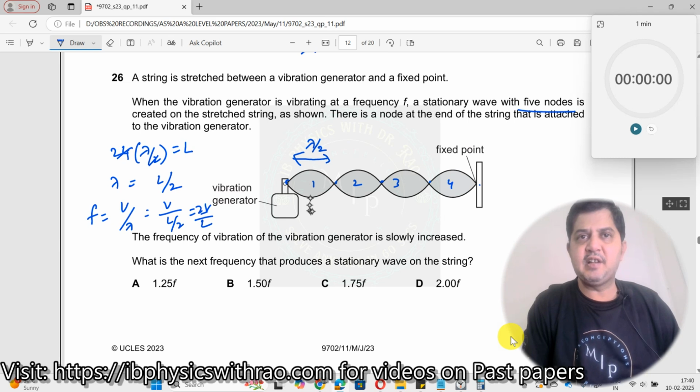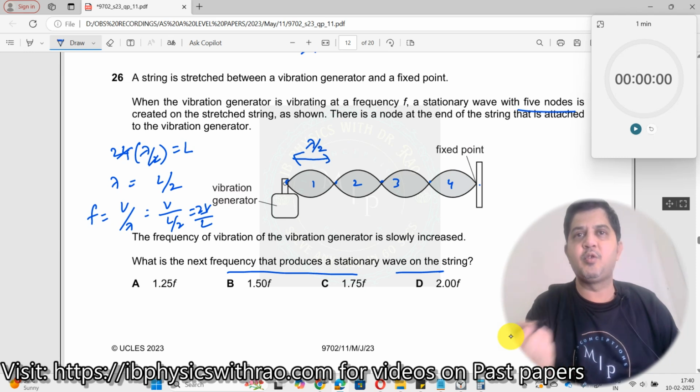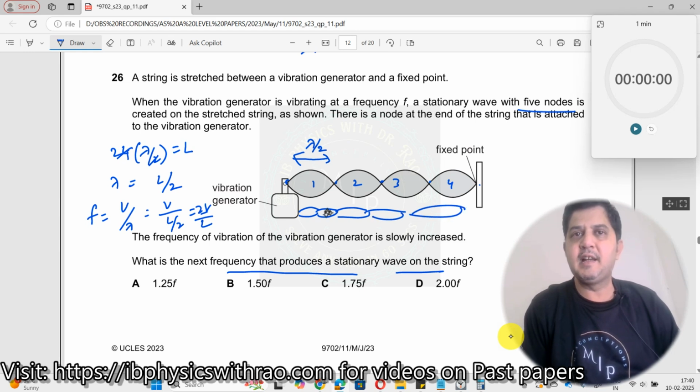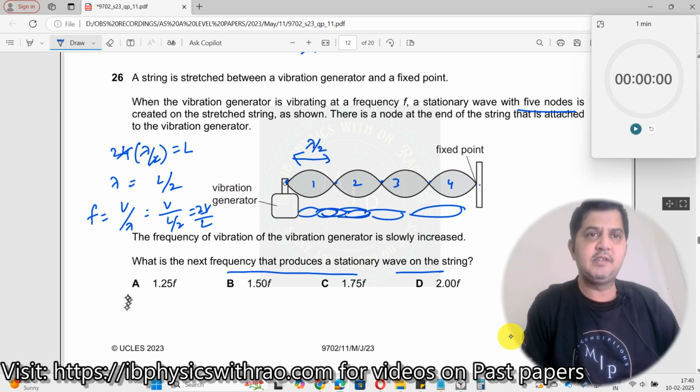Now suppose there was a fifth loop also. What is the next frequency that produces a stationary wave? When you say next frequency, you are going to add one more loop over here. It means you have 1, 2, 3, 4, and 5, and I have to put all of them to be of equal size. So you get 5 loops over here. If there are 5 loops, then what will happen?